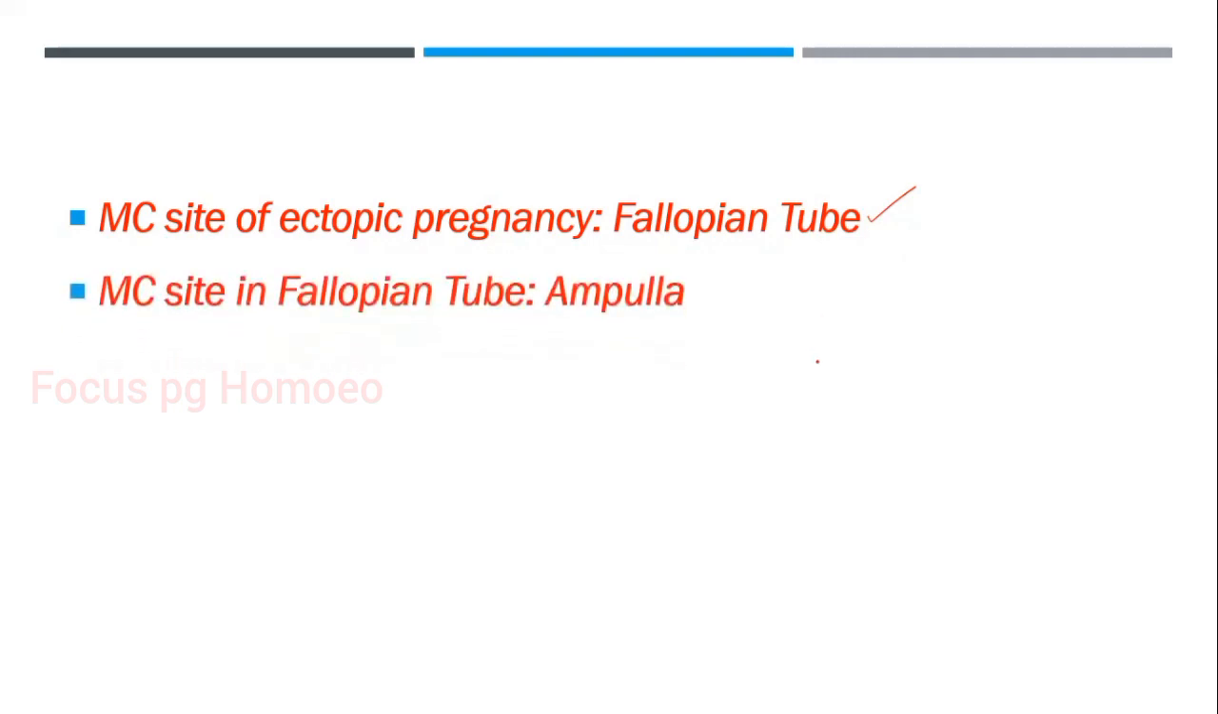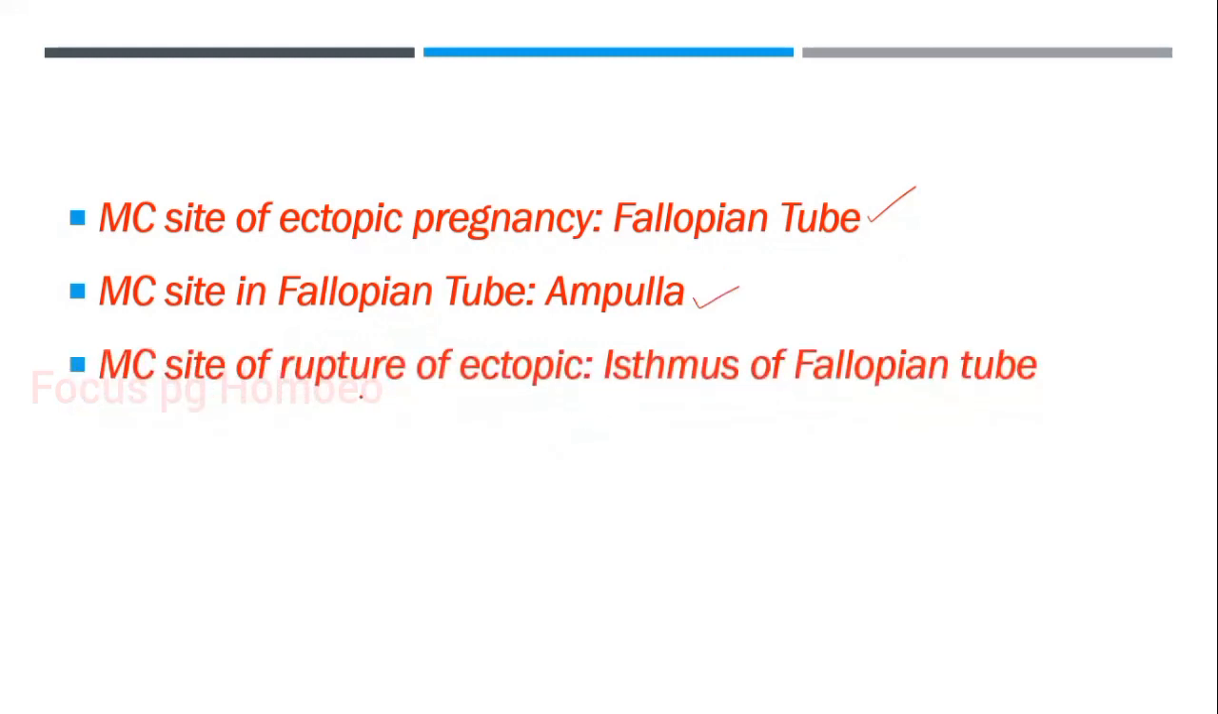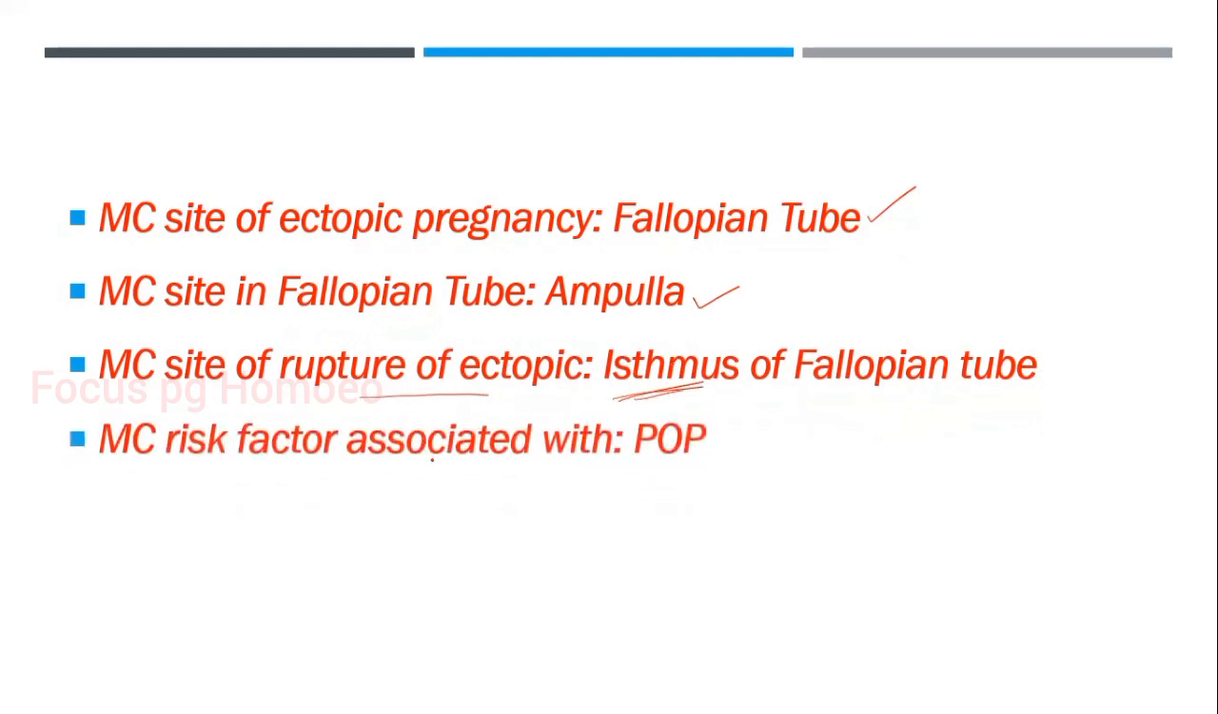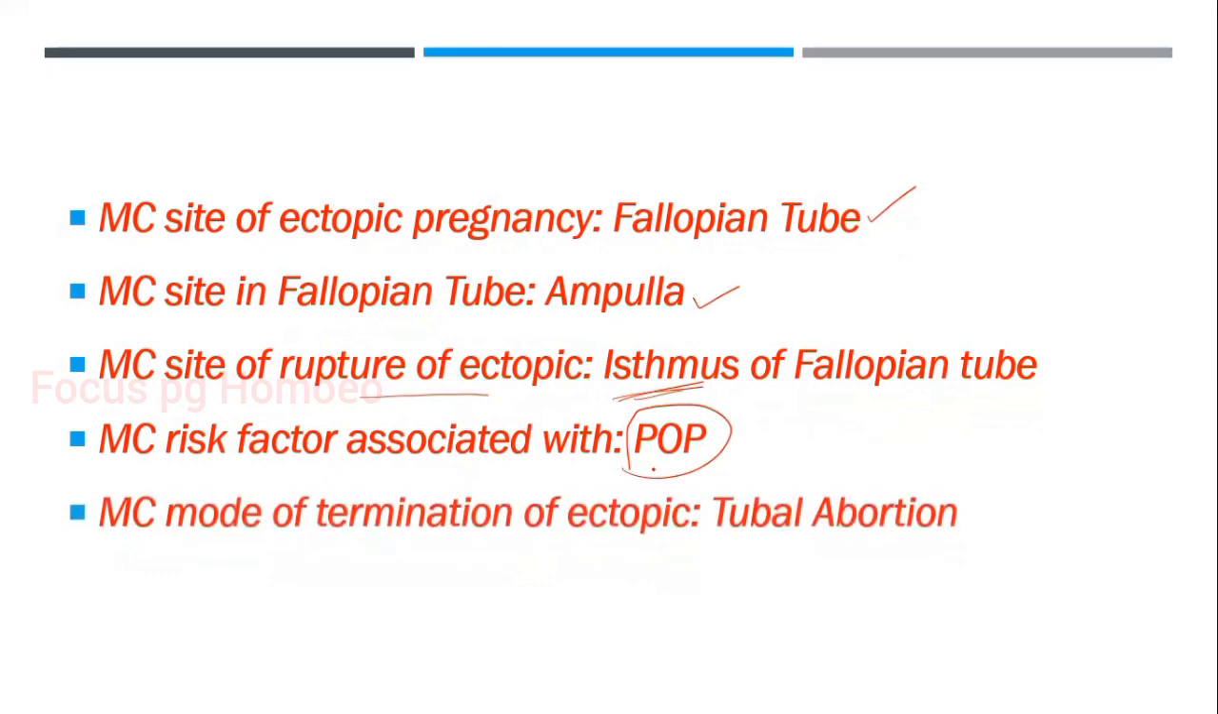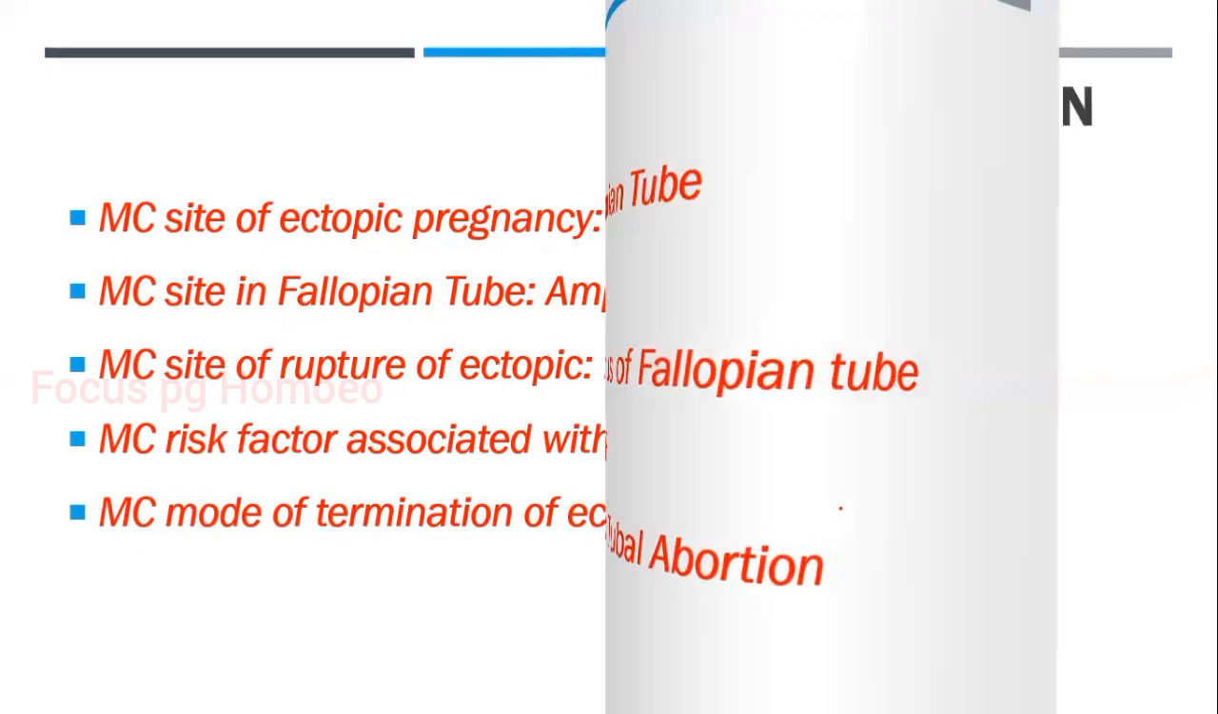The most common site in the fallopian tube for ectopic pregnancy is the ampulla. The most common site of rupture of ectopic pregnancy is the isthmus, so rupture will usually happen in the isthmus of the fallopian tube. The most common risk factor associated with ectopic pregnancy is progesterone only pills or progestin only pills. The most common mode of termination of ectopic pregnancy is tubal abortion.